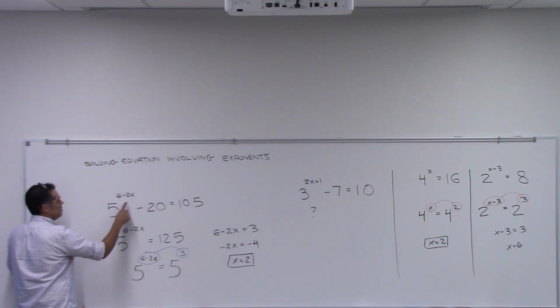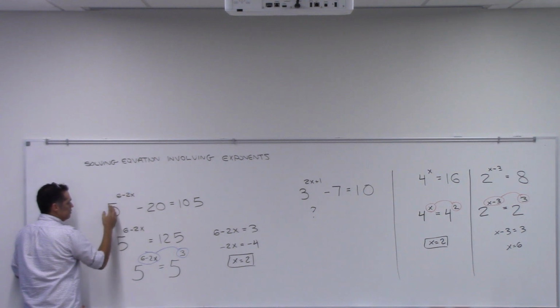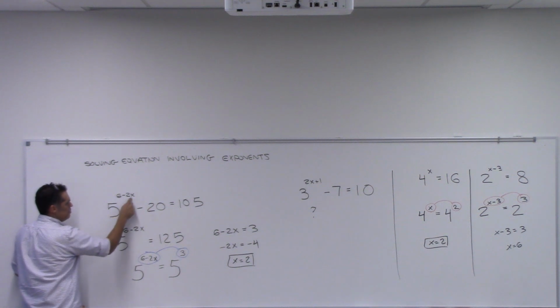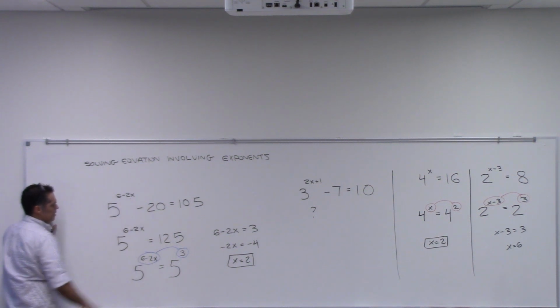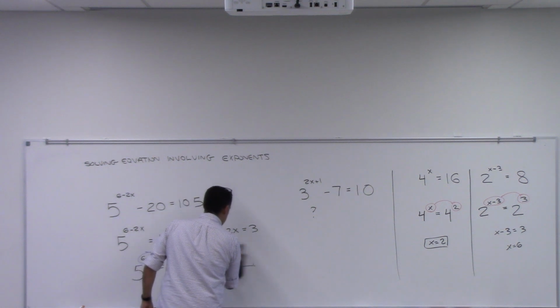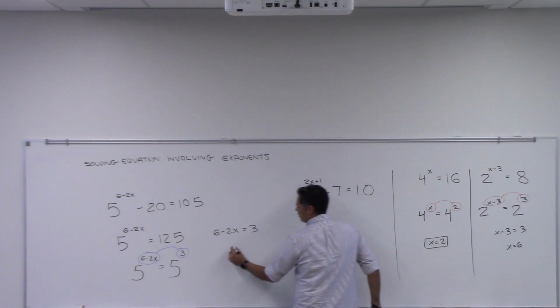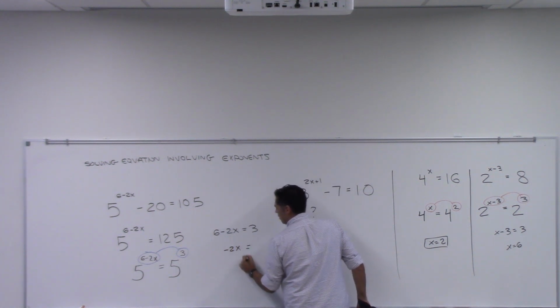Let's check our answer. If x is 2, what's 2 times 2? 4. 6 minus 4? 2, right? 5 squared? Wait a minute, hold on. Was our answer 2? What's going on here? It should be 3, 6 minus 3. What did I do? 6 minus 2x. What did I do? That was a complete brain fart.